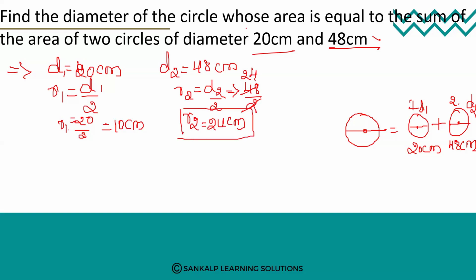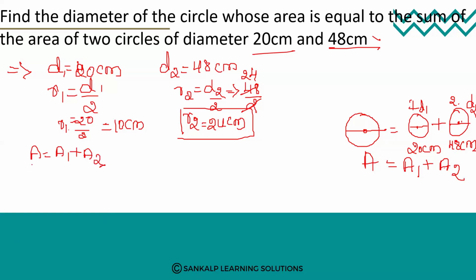Now, what do we want? Area of the circle, right? Whose area is equal to the sum of the areas. That means area of this big circle is equal to the area of the small circles. Call this small circle A1 and this small circle A2, and the sum of these two circles is equal to the big circle. Now, A is equal to A1 plus A2, right?